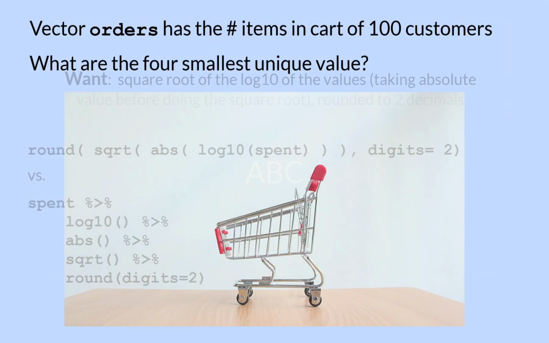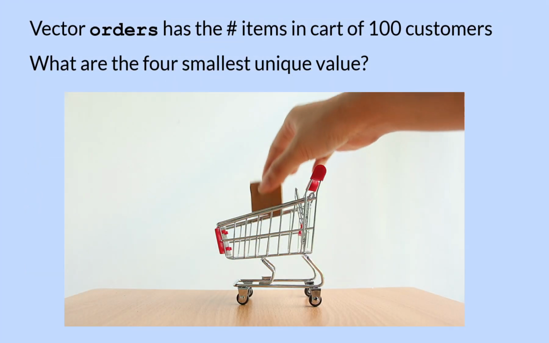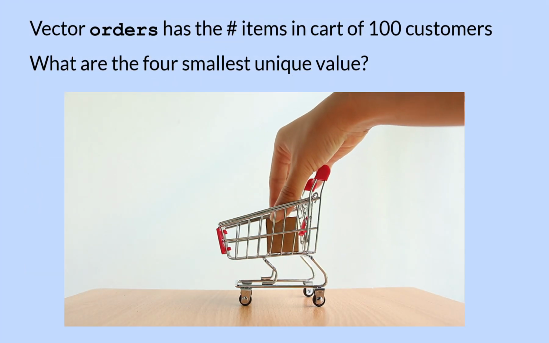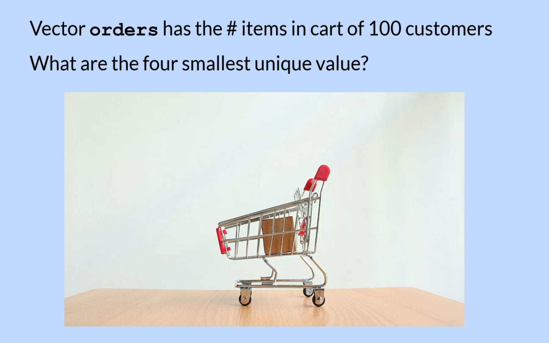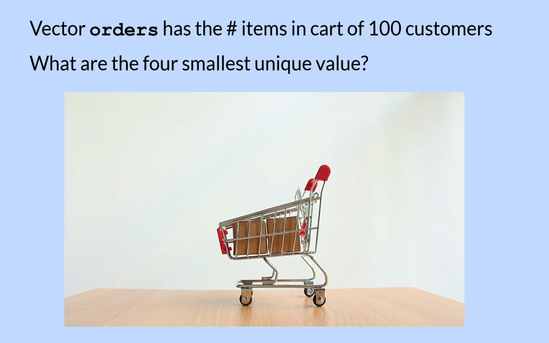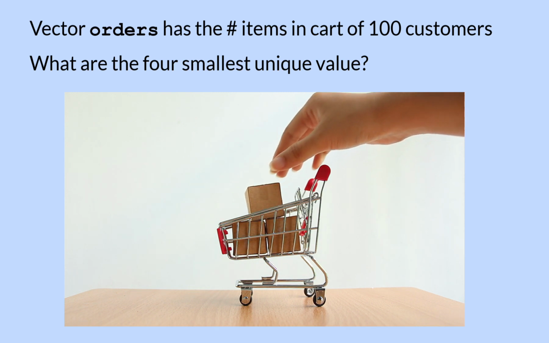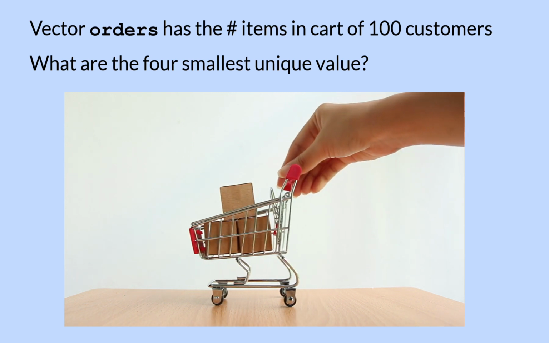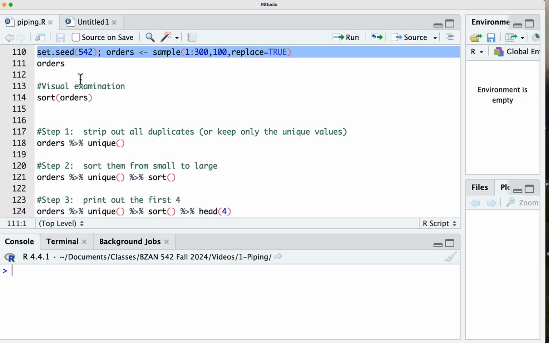So another example. Let's imagine that we have a vector of the total number of items that 100 different customers have purchased in their shopping cart. Some customers will just have a few items, others will have many, and let's generate these values at random just for illustration. So we'll set the random number seed and then define an object called orders to contain these values for 100 different customers.